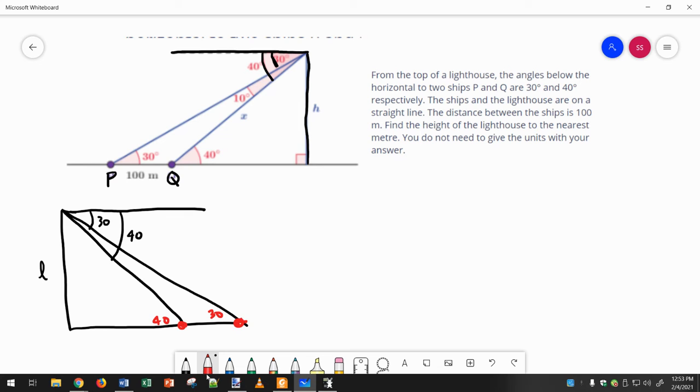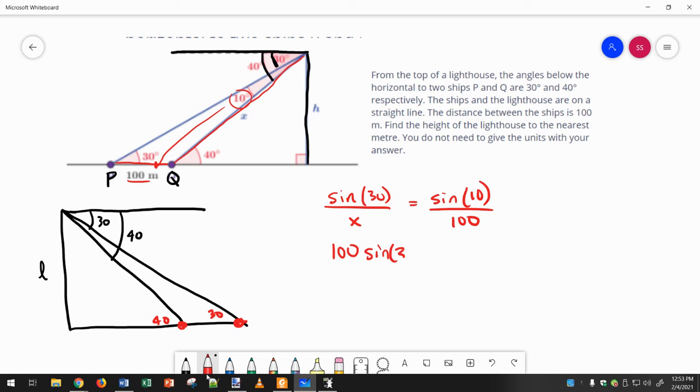So then we can't really find h if we're going to use this right triangle here, because we're not given enough information. So we have to look at the non-right triangle on the left and use the sine rule. So we say sine of 30 over x, because that's the opposite side, equals sine of 10 over 100, because that's the information we're given. This angle is across from 100.